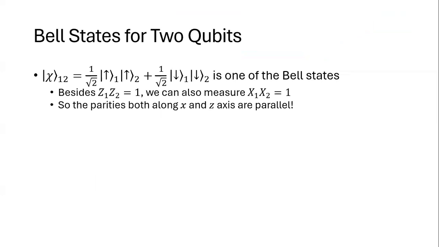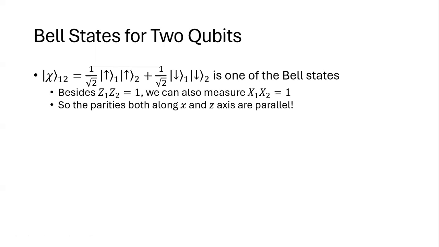So just to give you an example, here I just show you this two qubit state. In fact, this is known as one of the Bell states. So technically there are 4 Bell states. I'm going to show you what they are. But this is one example of a Bell state. So we've shown that the parities along the z direction are always parallel, so the value of the parity is always +1. But you can also show that if you were to measure the parity along the x direction, you will also find the value to be +1.